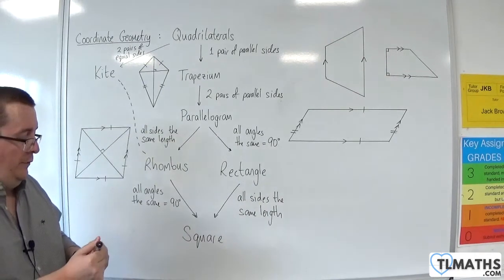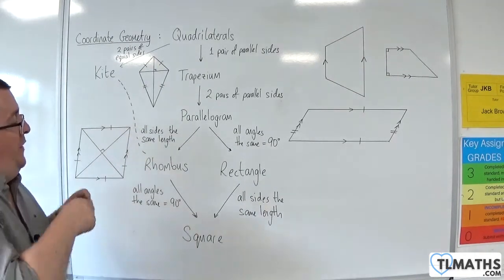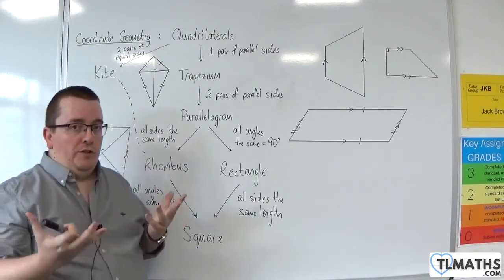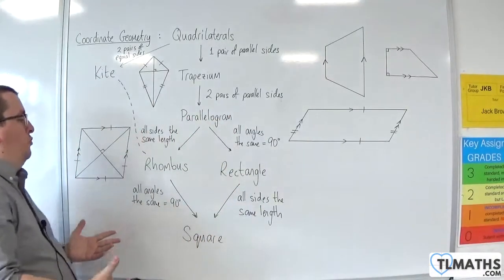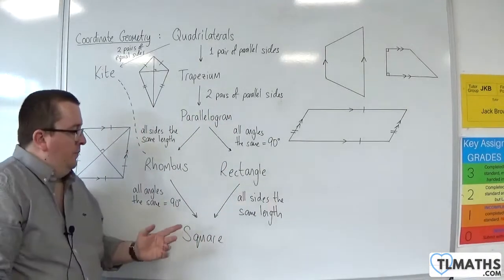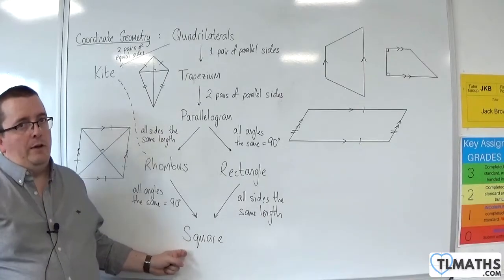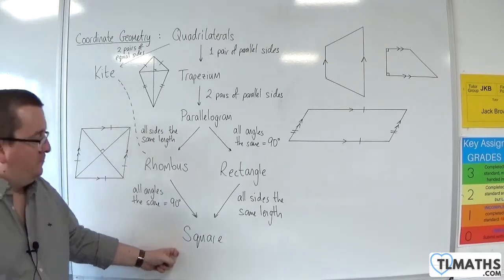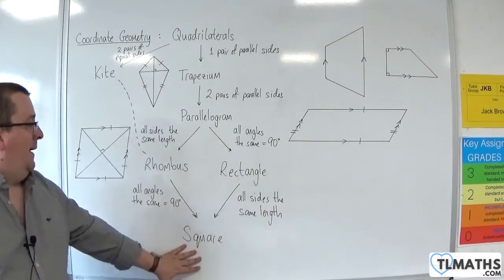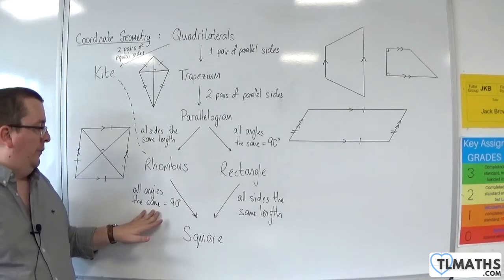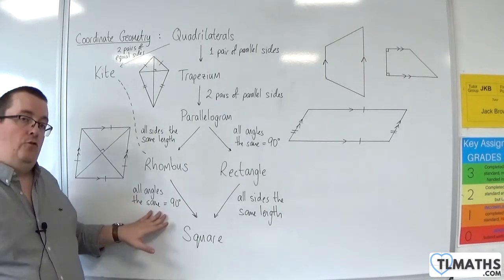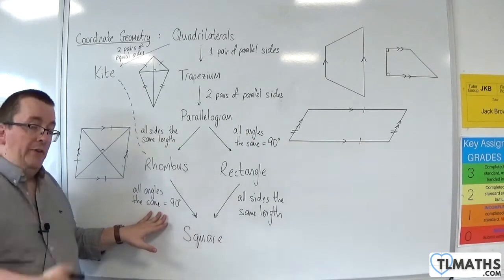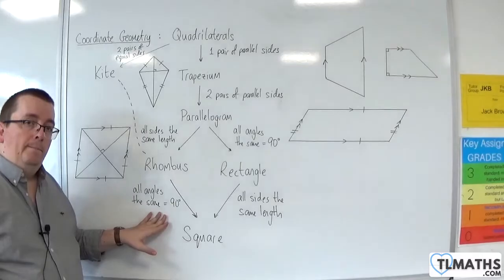Okay, so let's think about necessary and sufficient conditions when we talk about these quadrilaterals. So, we all know what a square looks like. That's why I didn't bother drawing it. And the same with a rectangle, okay? So, for a square, I know that all angles have to be the same, 90 degrees, okay? That is a necessary condition for the square.